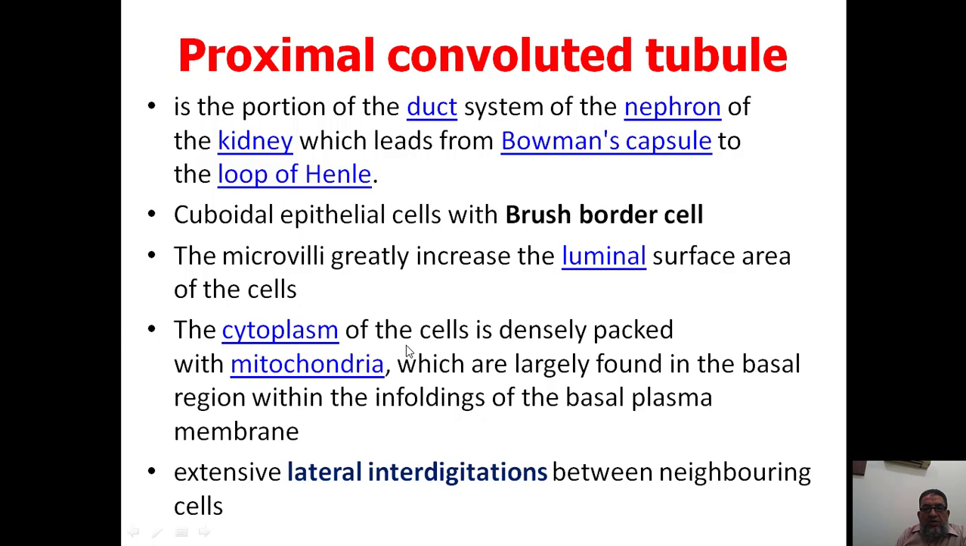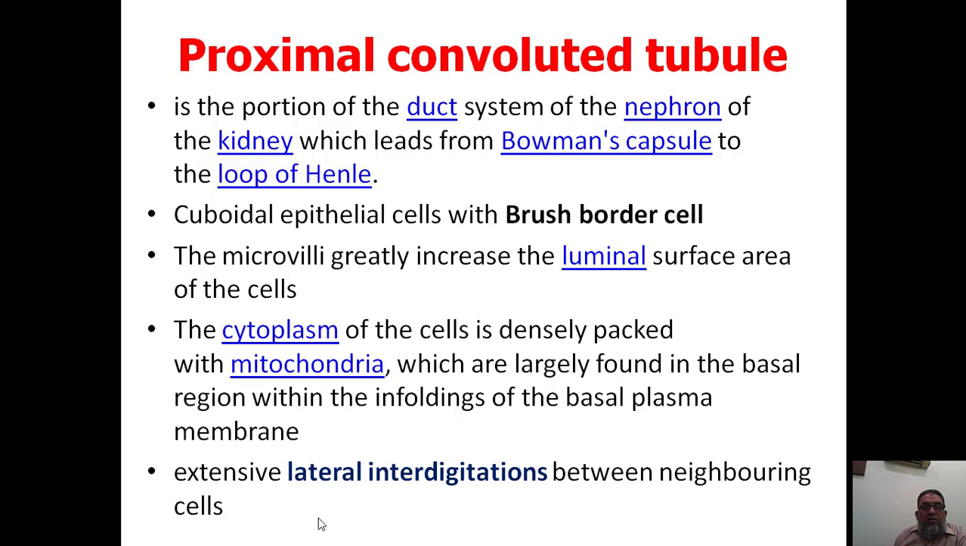The cytoplasm of the cell is densely packed with mitochondria, which are largely found in the basal region within the infolding of the basal plasma membrane. There is extensive lateral interdigitation between the neighboring cells. What structures will be there? Cuboidal epithelium lining, apical surface microvilli, basal infolding and lateral interdigitation.